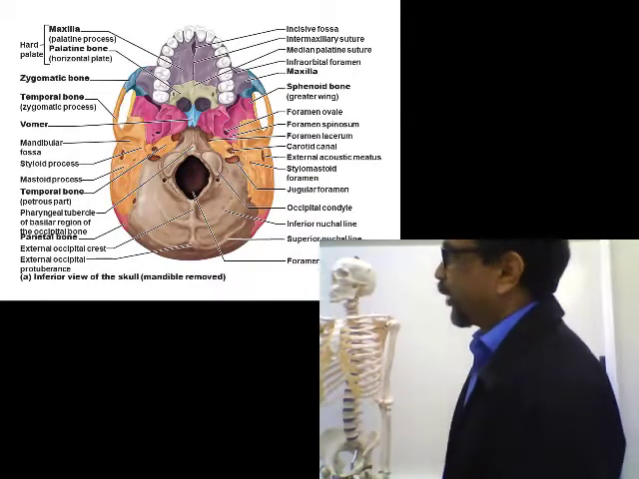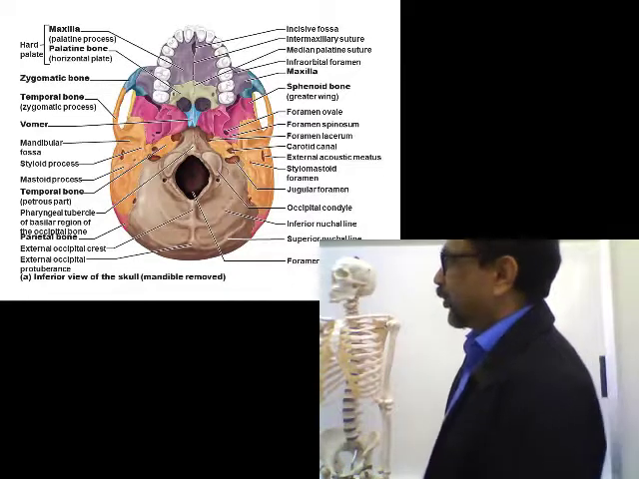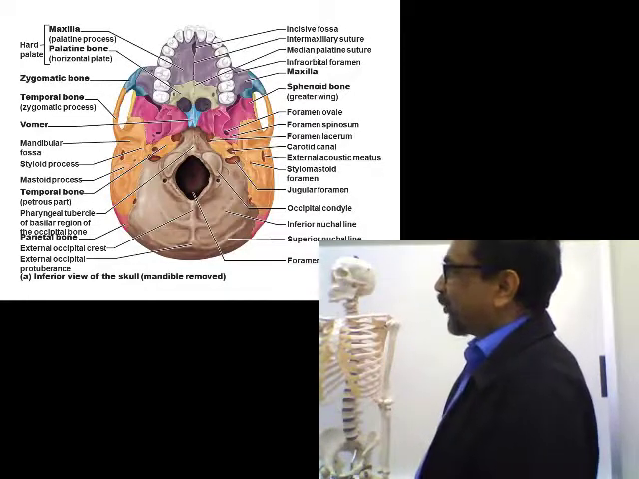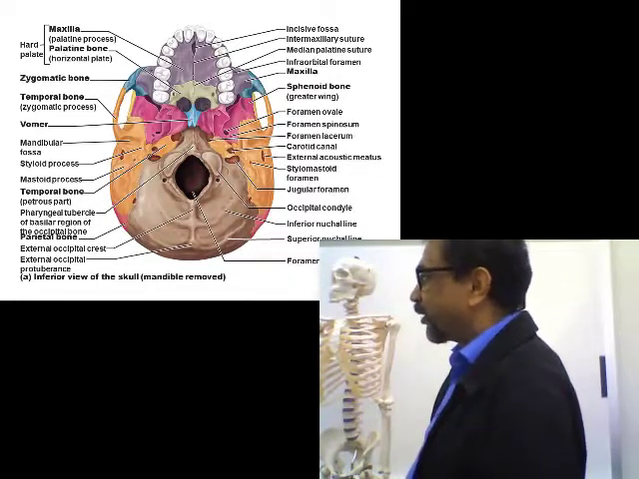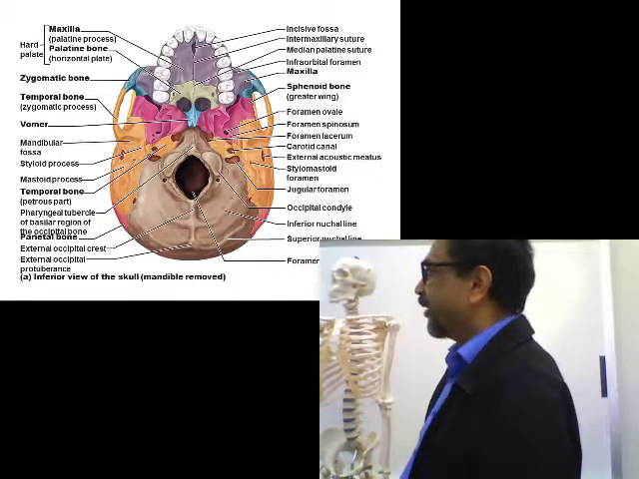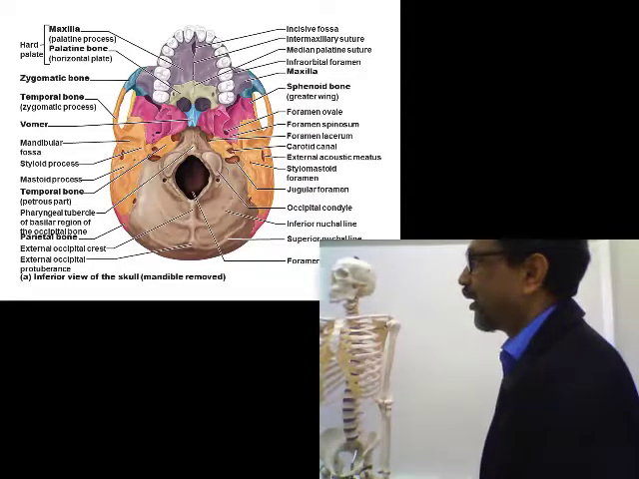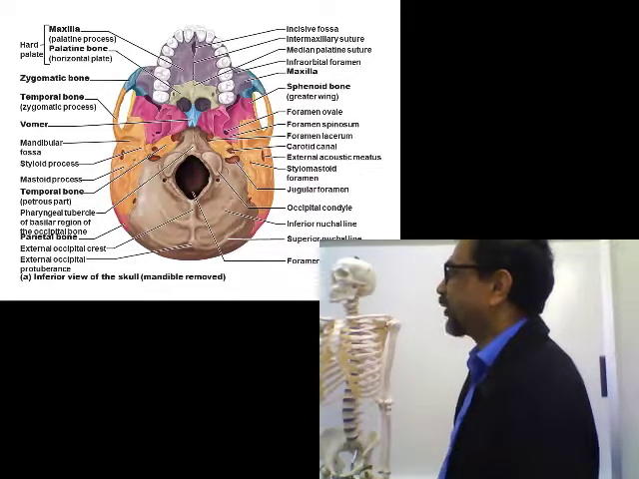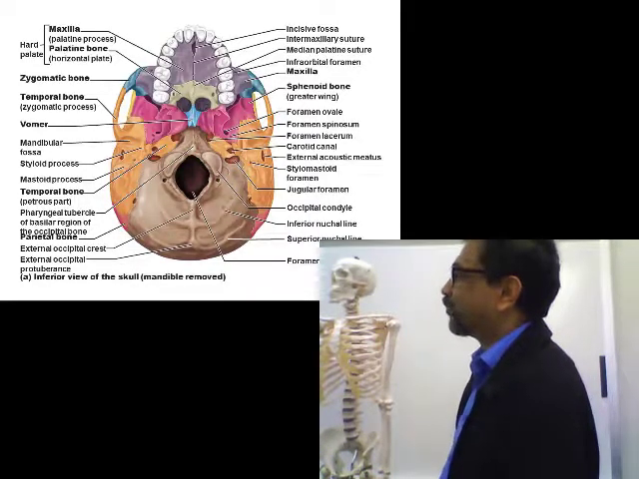You see carotid canal, jugular foramen. Those are for the blood vessels, you know, carotid artery, probably you have heard the name, carotid artery, jugular vein. So those are for the arteries and veins. Anyway, so you will see many foramens.